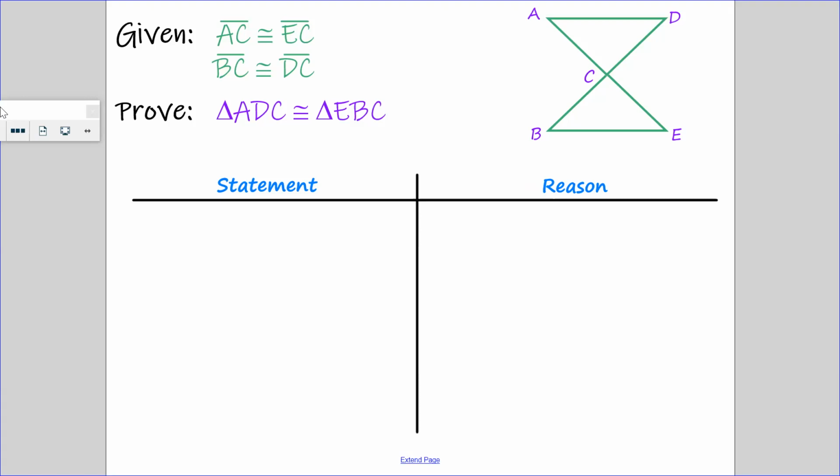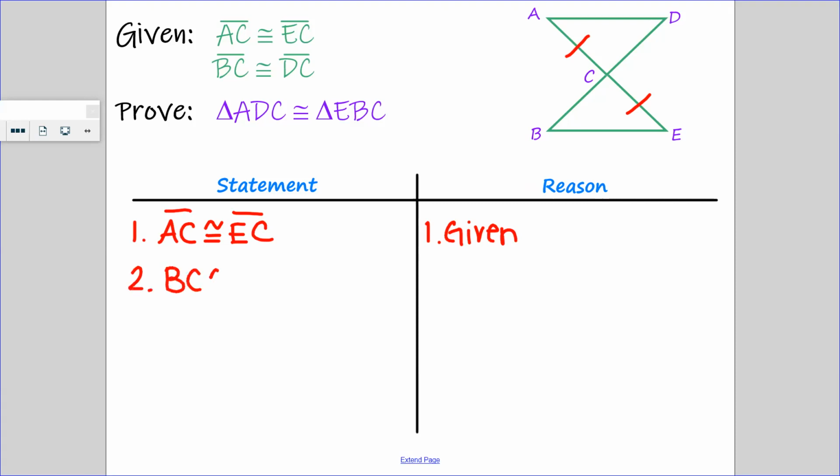AC is congruent to EC. That was given to us. Mark them in your picture. I promise you it will help you in the long run. They also told us that BC is congruent to DC. That was also given to us. And once again, go mark that in your picture. I promise you it's super helpful in the long run.